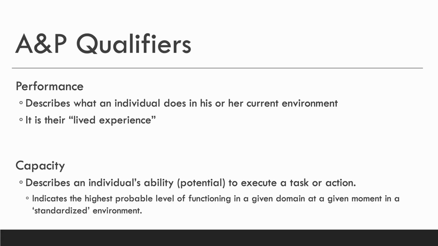And then the A and P qualifiers, which are based on performance and capacity. Performance is what a person does in their current environment based on their lived experience, and capacity is what they could do in a standardized environment without barriers. So this is going to indicate the highest probable level of functioning in a given domain at a given moment in a standardized moment.